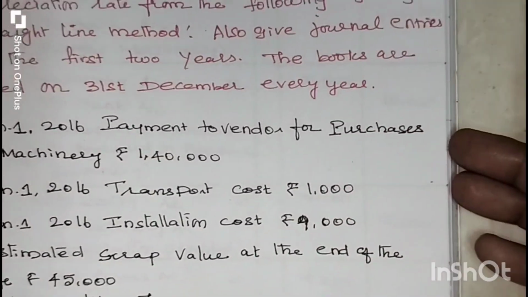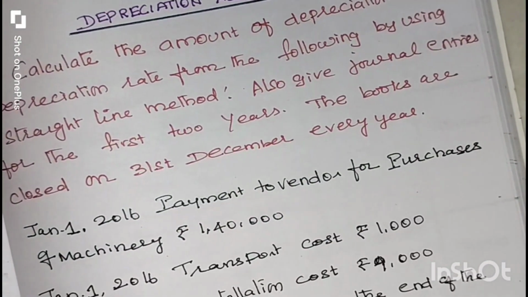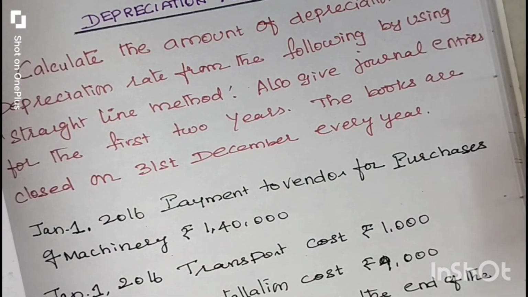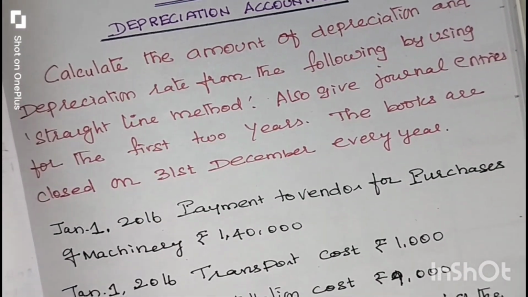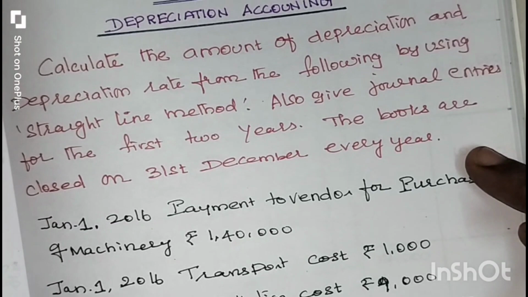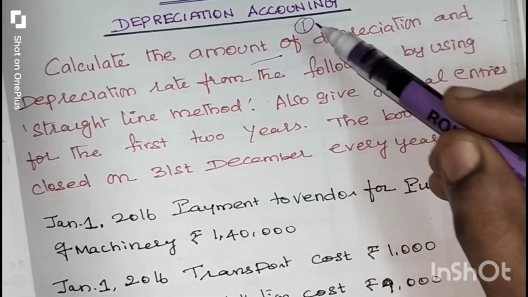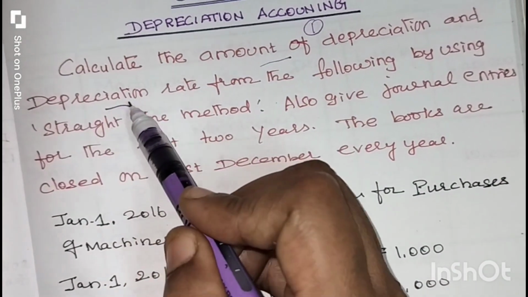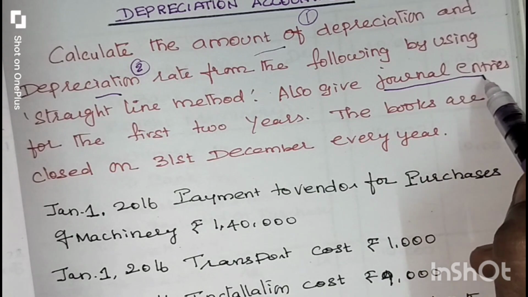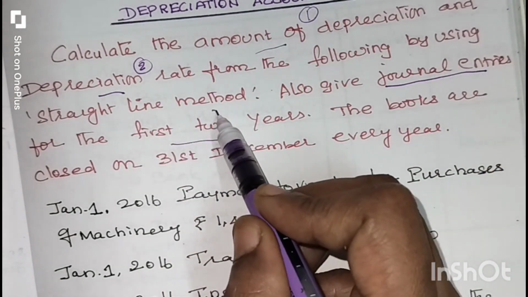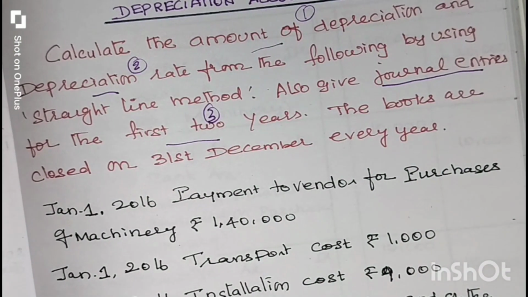Okay. What is given, and what are they asking us? What they ask is: we have to calculate the amount of depreciation and the rate of depreciation. And third, pass the journal entries for the first 2 years. We have to do these three things.